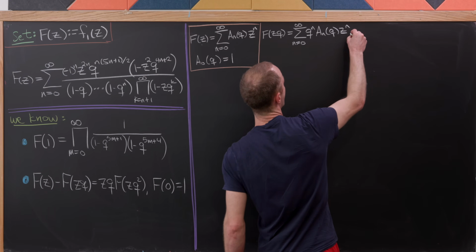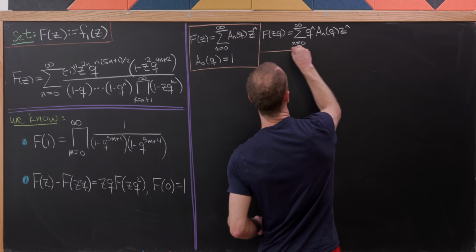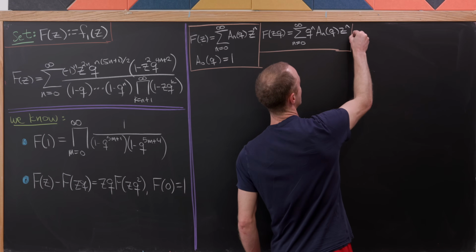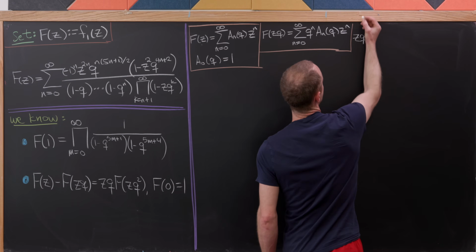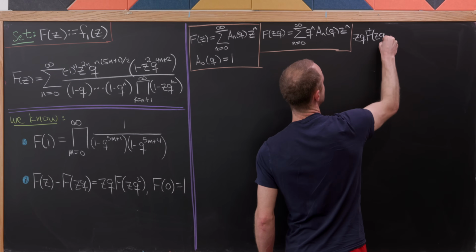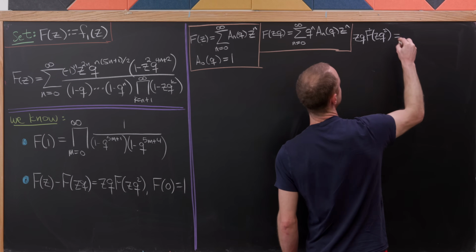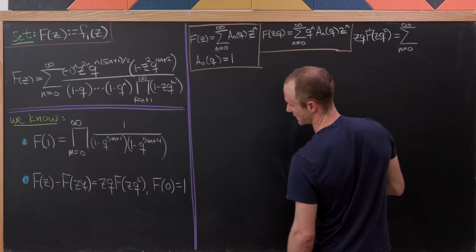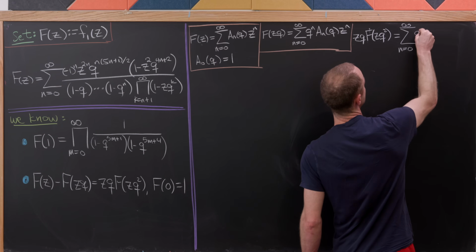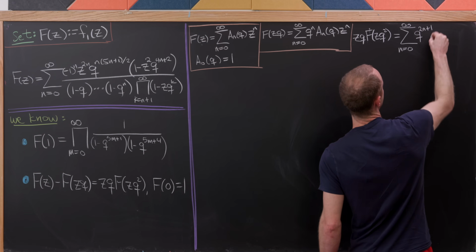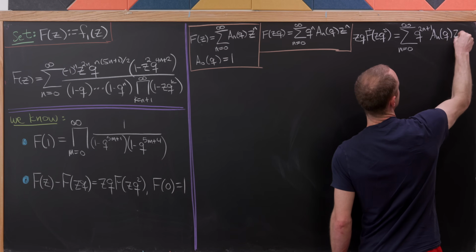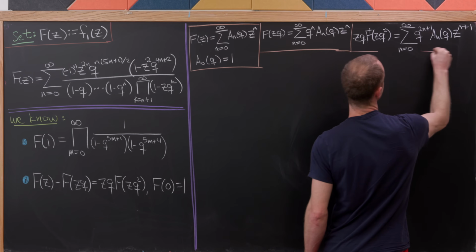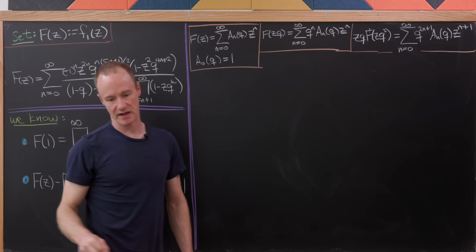And then we've got one more thing to look at, and that's the right-hand side of our recursion. That has a zq out front, and after that it has an F of zq squared. Putting this together carefully, we'll have the sum as n goes from 0 up to infinity of q to the 2n plus 1, a sub n of q, and then z to the n plus 1. That's what we get after moving this zq inside.